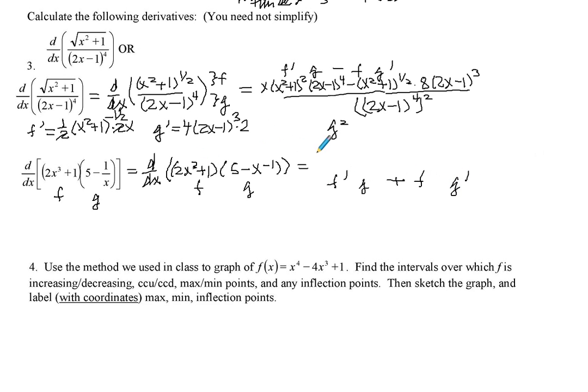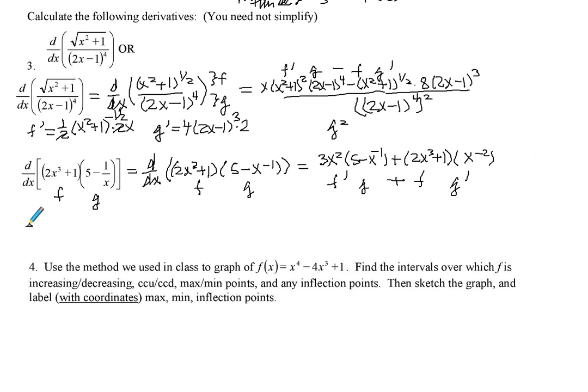So f prime, derivative of 2x cubed is 3x squared. Derivative of 1 is 0, times your g, 5 minus x to the negative 1, plus f is 2x cubed plus 1, and your g prime is derivative of 5 is 0, and then negative 1 comes down times the negative 1 in front is going to be positive 1 times x, and then decrease your exponent by 1, x to the negative 2, and we've got it. Okay, no simplifying needed there.